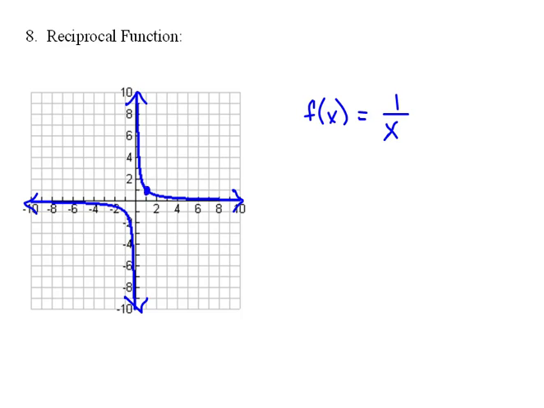Now some nice points here are things like 1, 1. And think about how we would find our points here. We would take whatever our x value is and put it in the denominator. So let's say our x value is 2. Then our y value would be 1 over 2. So that would be the point 2 comma 1/2. And so on and so forth.